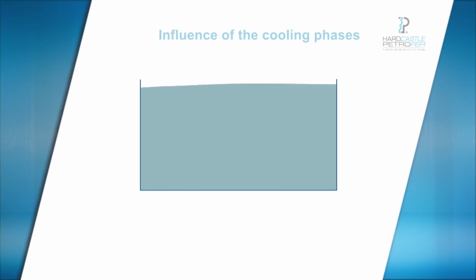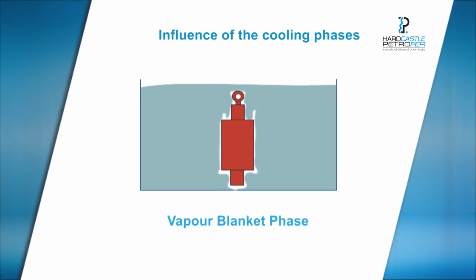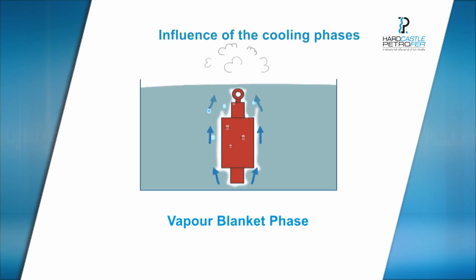We now move on to the study of the three phases of quenching. A vapor blanket is formed on the component immediately after immersion in the quenchant. This vapor layer acts as an insulator because of its low thermal conductivity, and therefore the cooling rate in this phase is low. The duration of this phase depends essentially upon the quenchant's composition.